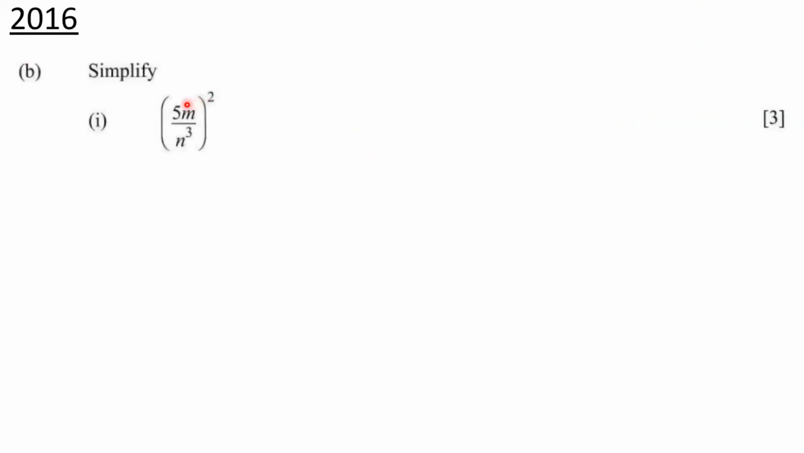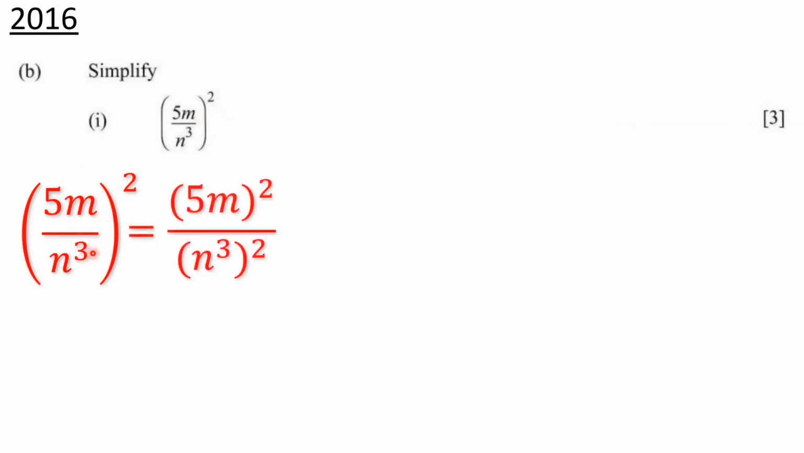We have 5m divided by n to the third power, all raised to the power of 2. And so we're going to send the 2 to the numerator and send the 2 to the denominator. And so we have 5m raised to the power of 2 and n to the third power raised to the power of 2. So what are we going to do? We are going to say, okay, 5 squared, and m squared. And then we're going to multiply 3 times 2.